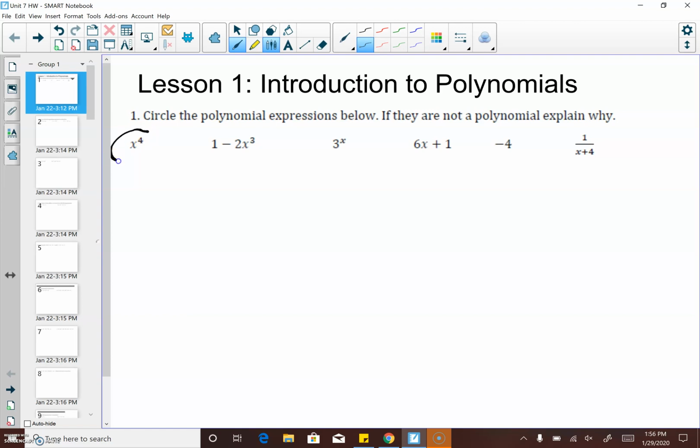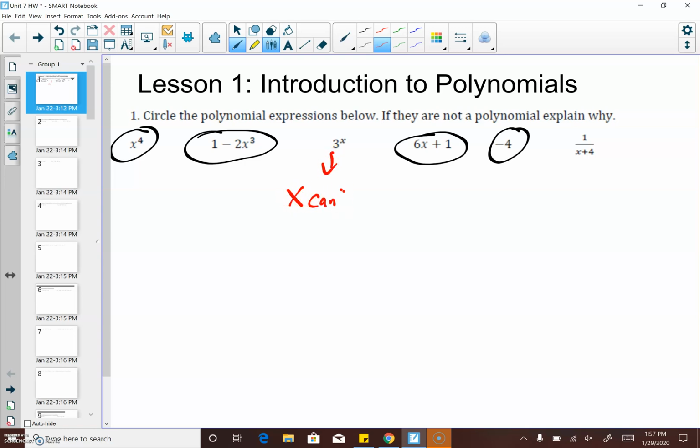So I see x to the fourth, that's a polynomial. I see 1 minus 2x to the third, that's a polynomial, even though it's not in standard form. 3 to the x, no. I see 6x plus 1, I see a negative 4, and then I see 1 over x plus 4. So when I look at the two that are not, for the 3 to the x, the variable can't be the exponent. So that's the problem with that one.